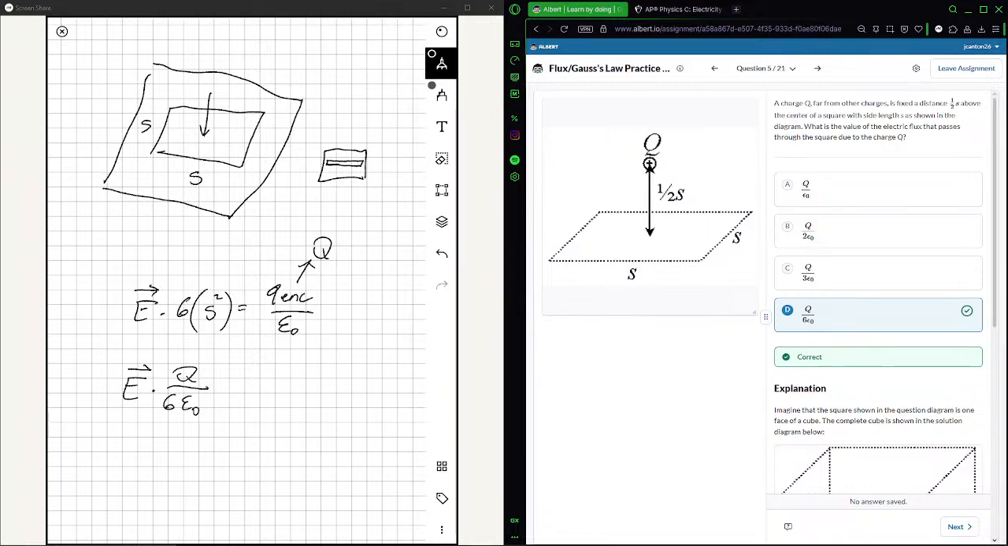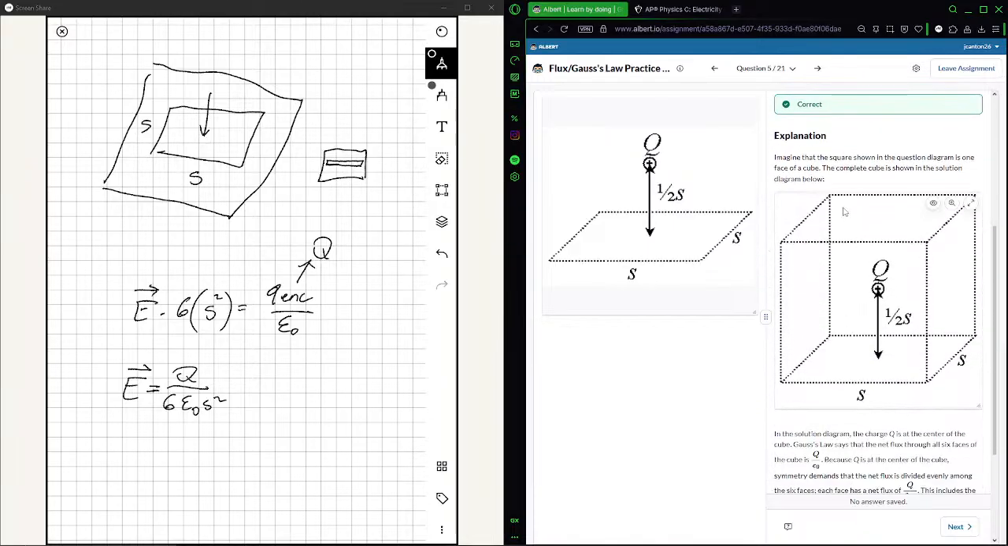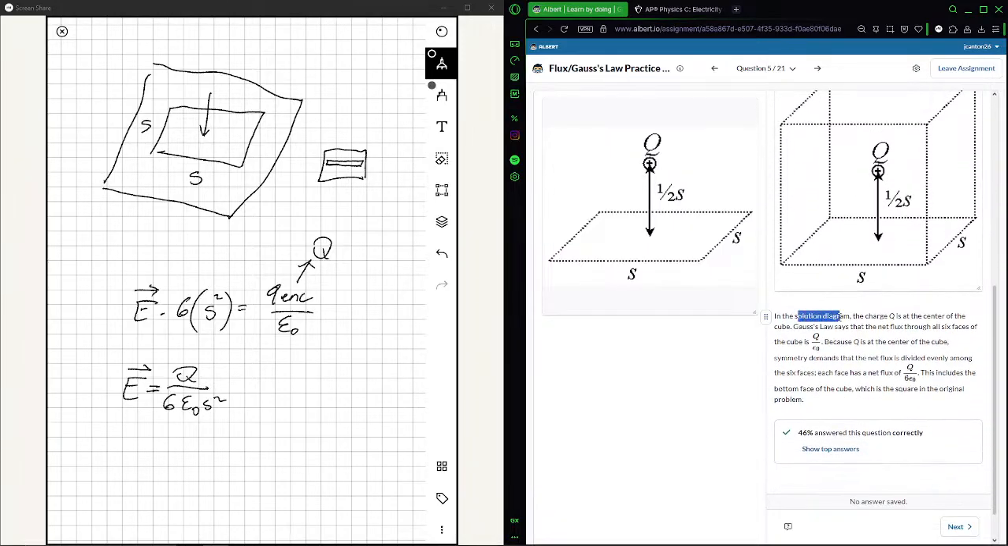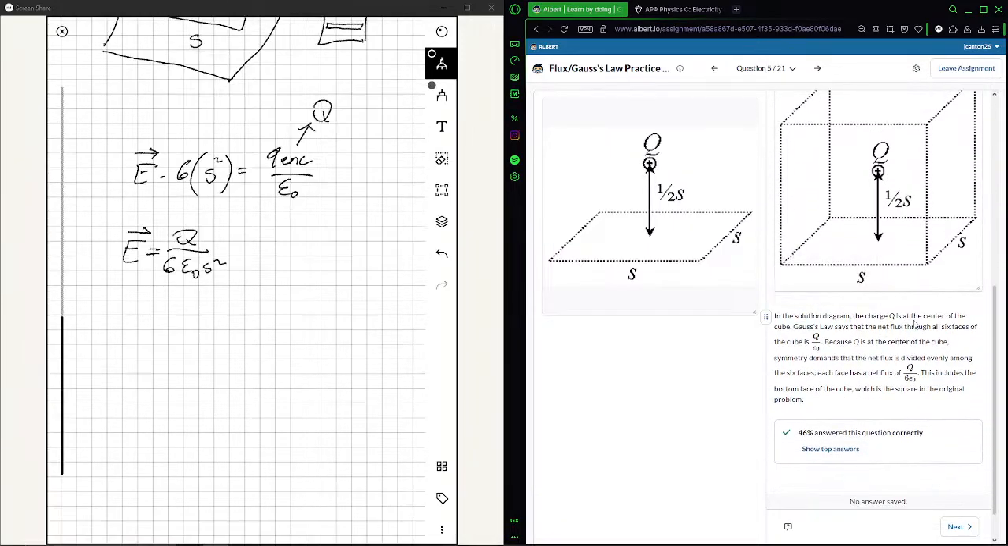Okay, but in a cube, the field lines are not going to be easy to solve. They're not perpendicular in a certain way. And if we use the cylinder standing up, it's just pi r squared. Imagine that the square shown in the figure is a face of a cube. Okay. So in the solution, the charge is at the center of the cube.